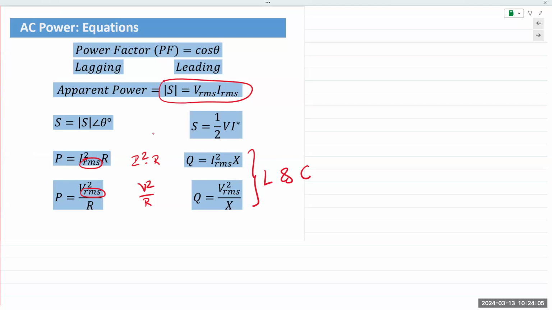Moving to the top of the slide, we come to a new term known as the power factor. Power factor simply describes whether the load is inductive or capacitive. It describes the phase relationship of the current with reference to the voltage. If current I leads voltage, then we say power factor is leading.